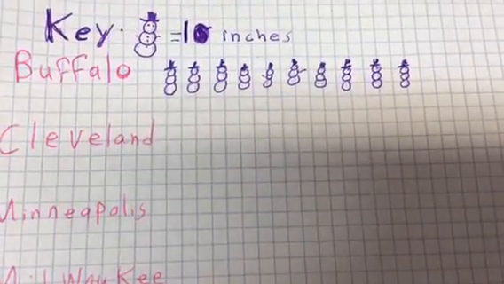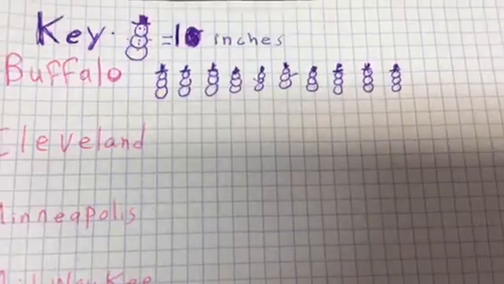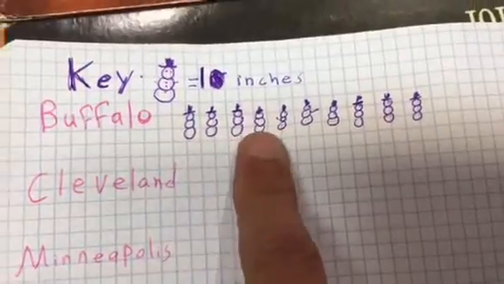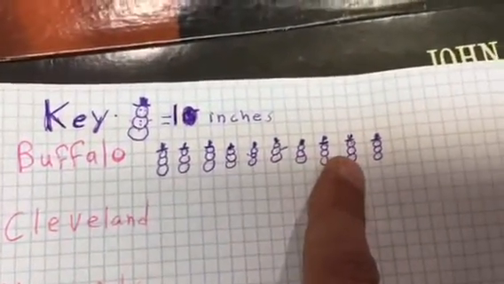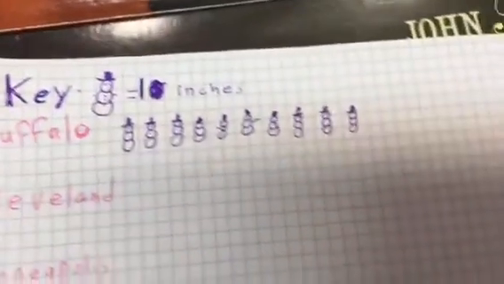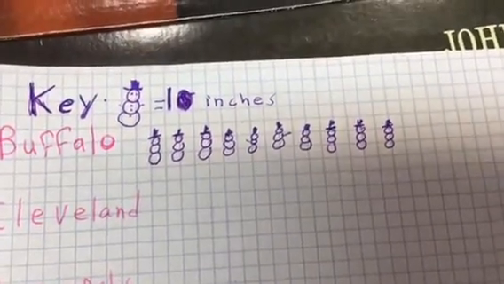So if I have 100 inches of snow and every snowman is 10 inches, then I need 10 snowmen to equal 100. 10, 20, 30, 40, 50, 60, 70, 80 inches, 90 inches, 100 inches of snow in Cleveland. Everybody please use 10 inches for whatever symbol you use.